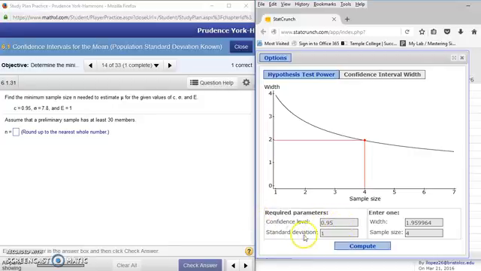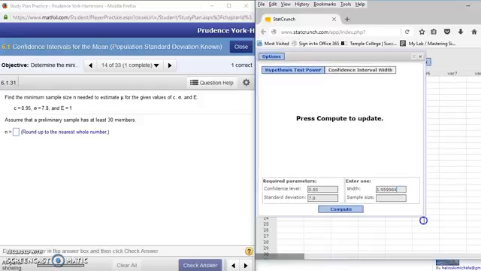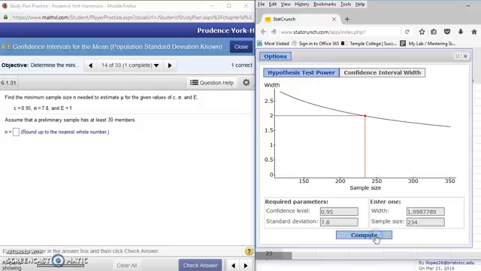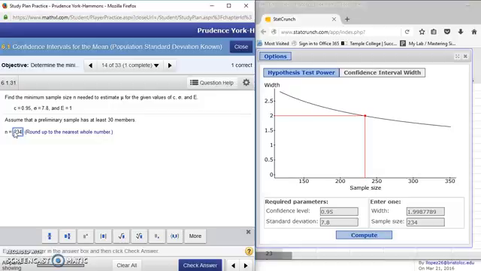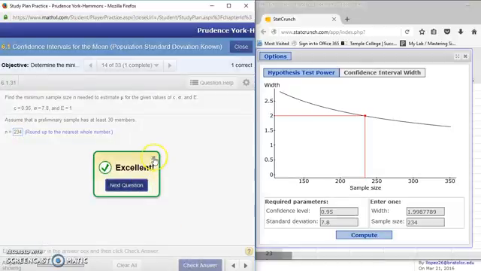It's set. My standard deviation is 7.8, so I'm going to change that 1 to 7.8. My width, since the margin of error was 1, and that means it could be 1 above or 1 below the mean, is a total width of 2. And I just asked it to compute my sample size, and it says 234. So let's check our answer, and that's correct.